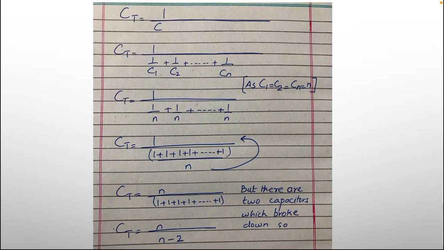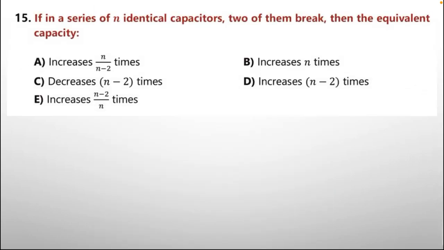The next step, the n moves to the upper side because it is in the denominator of the denominator. In the next step, n over n plus... there are n times n1. But there are two capacitors which broke down, so Ct equals n over n minus 2. Here the answer is: increases n over n minus 2 times.